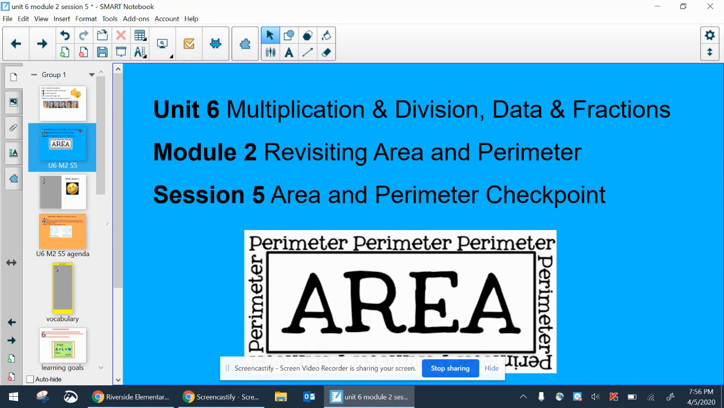So students, today we're going to be continuing on with Unit 6, our multiplication and division, data and fractions unit. We're going to continue with Module 2, revisiting area and perimeter. And for today, our session 5 is an area and perimeter checkpoint. And we're going to be doing it a little bit differently virtually compared to how we would have done it in the classroom. So it'll look a little bit like this.